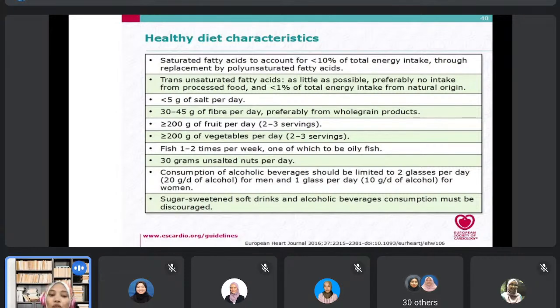And then not more than 5 grams of salt intake per day. Fiber 30 to 45 grams, preferably from the whole grain products. To consume fruits about 2 to 3 servings.